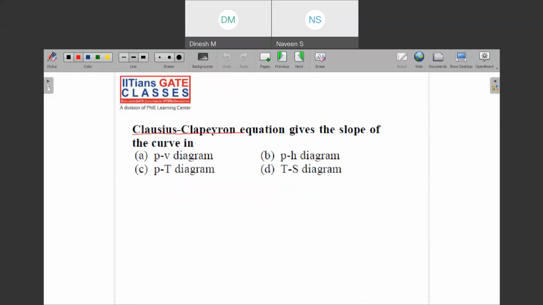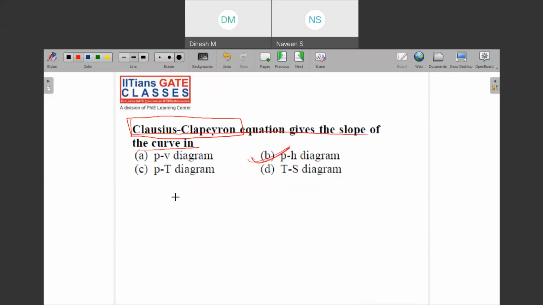Then we have Clausius Clapeyron equation gives the slope of the curve in... very simple. Where have we seen this one? The Clausius Clapeyron gives the slope of the curve in which diagram? HS diagram. Do we remember? No. This is Clausius Clapeyron, right? So Clausius Clapeyron, yeah, PH diagram. Yeah, PH diagram is the correct option.